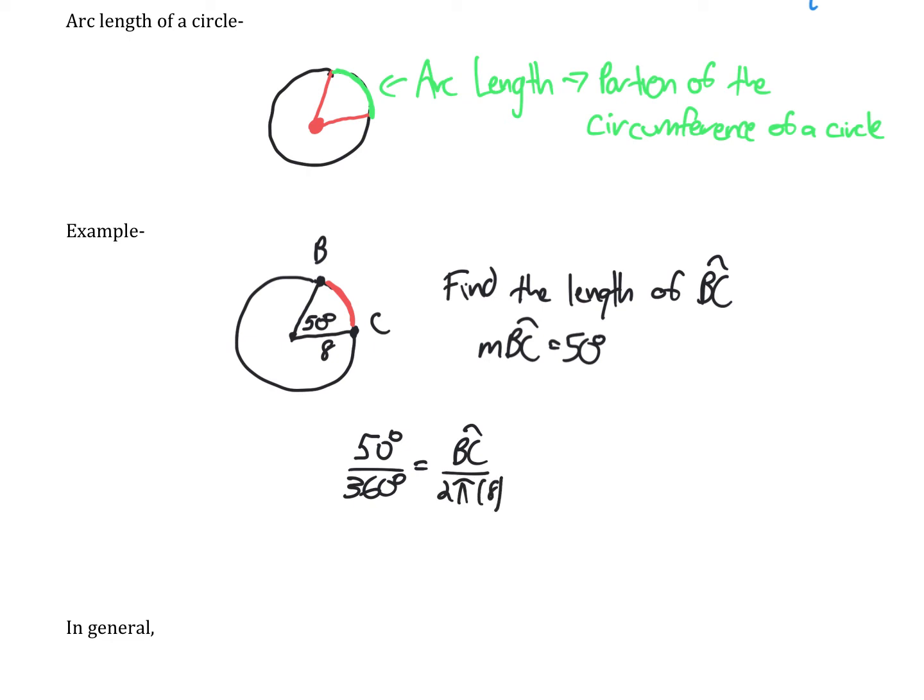So it's equal to BC over 2 pi r, which in this case is 8. So if I cross multiply and divide, I should be able to do 16 pi, which is 2 pi 8, times 50 over 360 should be equal to the arc length of BC. And if you do that out, you should get, if we round to 2 decimals, 6.98 units. And since it's not an area, it's a length, we're not going to do squared units. We're just going to do linear units.